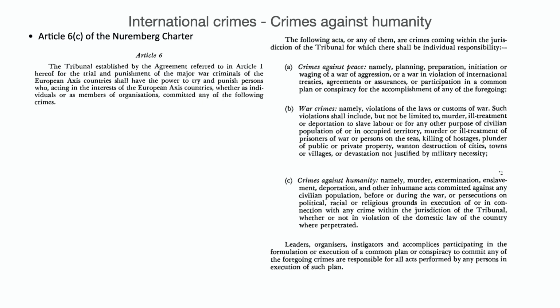Students, stop the tutorial for 10 minutes and read Article 6 of the Nuremberg Charter. Article 6 of the Nuremberg Charter included crimes against humanity, defined as murder, extermination, enslavement, deportation, and other inhuman acts committed against any civilian population before or during the war, or persecutions on political, racial, or religious grounds in execution of or in connection with any crime within the jurisdiction of the tribunal, whether or not in violation of the law of the country where perpetrated.